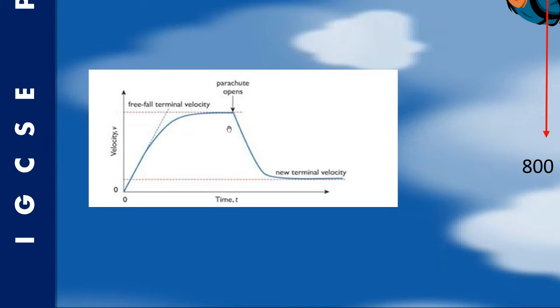That's great. But you can notice one thing, that the first terminal velocity is more and the new terminal velocity is less. And there is another question that can come in the exam: why is this velocity less? It is due to this parachute. Because when you open the parachute, you decrease your speed. As a result, the new terminal velocity has decreased.